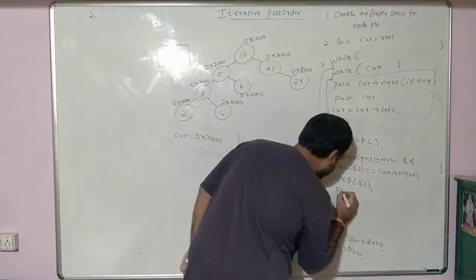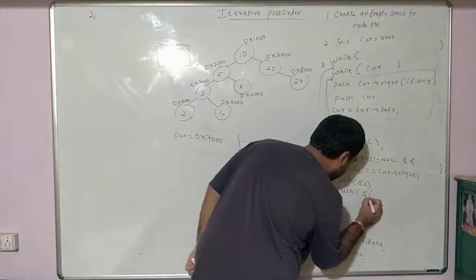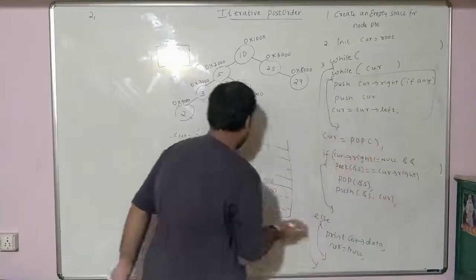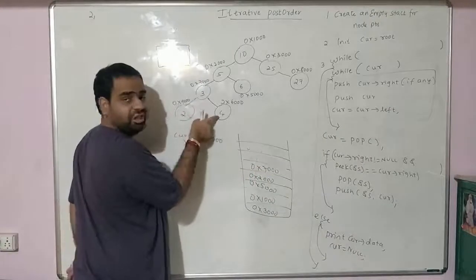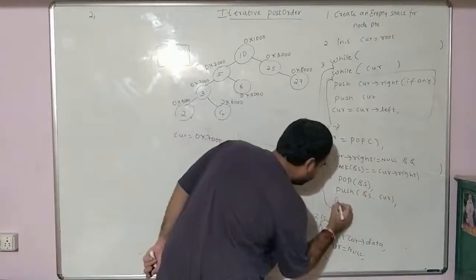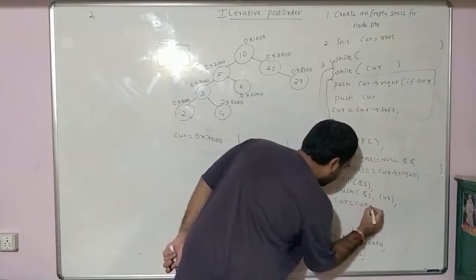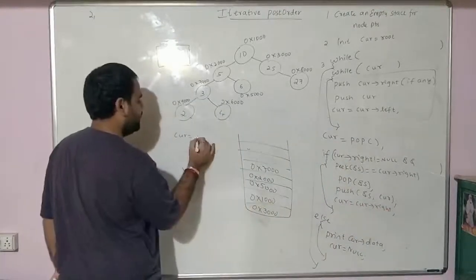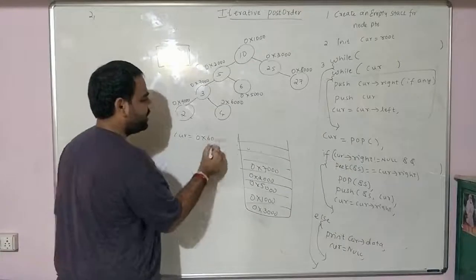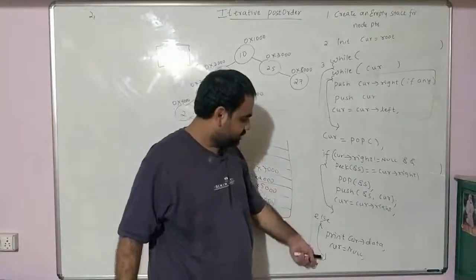Then we push the root to the stack. Then what do we say? We say push ampersand yes comma current. Now what is the value of current? The value of current is 7000. And since this child has to be processed, we say current is equal to current arrow right. Therefore the value of current will become 6000. Since if has executed, else should not execute.